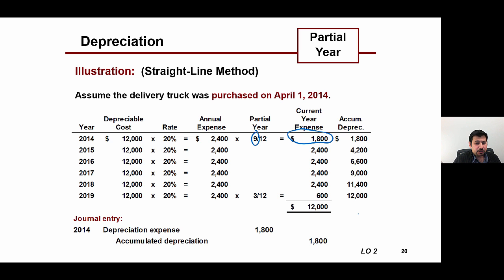We do the same thing. We continue here until we get to the last year. The last year will also be for 3 months. Remember that the total useful lifetime is 5 years. So here we have 9 months plus 3 months, which is 1 year, plus 1, 2, 3, 4 full years. It will be 5 years. So the last year as well, 2019, depreciation expense will be for 3 months.